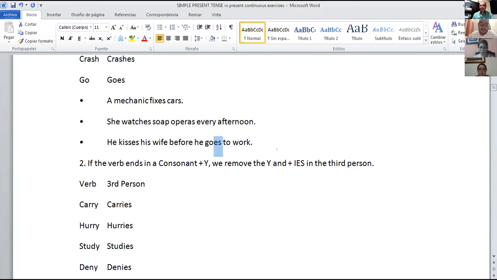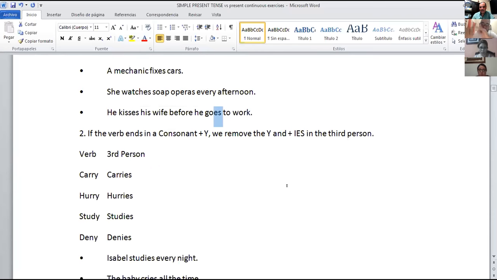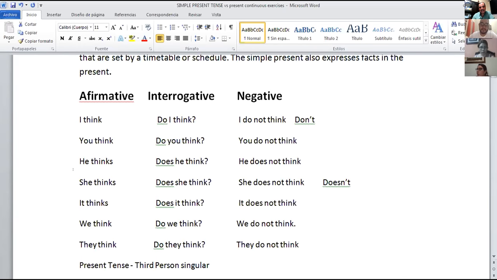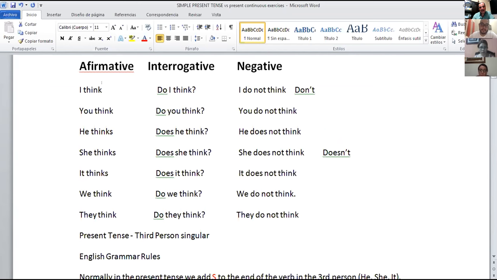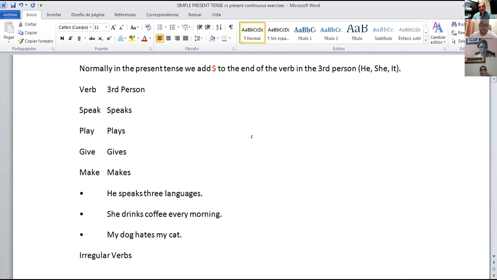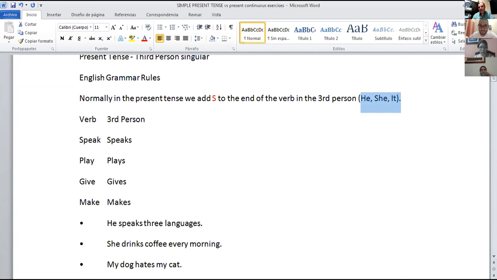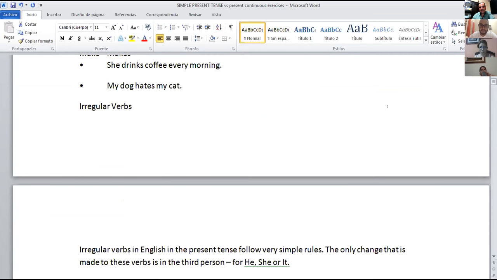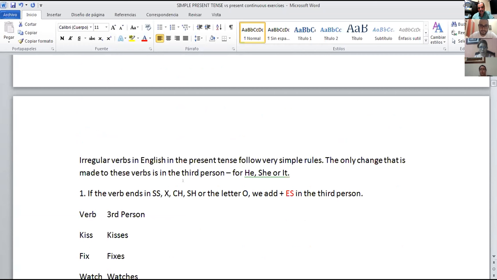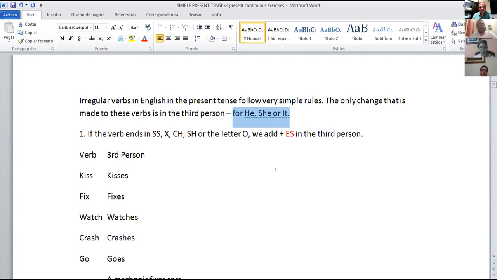Teacher, okay? Always for he, she, it. Only for he, she, and it. For the rest, you see the verb in the base form. I think, you think, it thinks, we think, they think. So that addition of the S or ES is only for he, for she, and for it. Okay, that's what it says right here. He, she, and it. Okay? Very good. Again, only for he, for she, and for it.